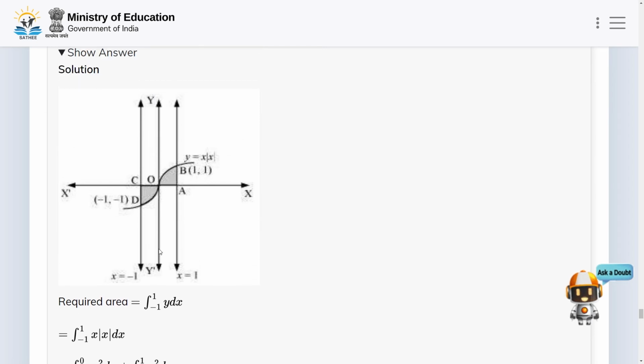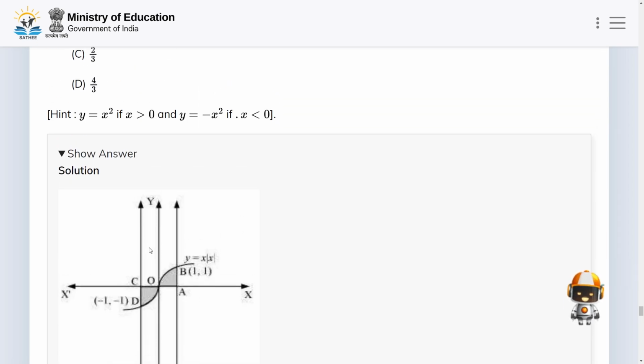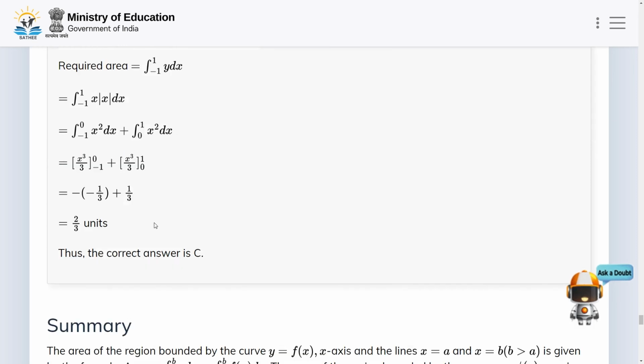Okay, clear? As you can see, it is already given here. Now what is happening here is that the required area will be what? As you know, the limits will be from -1 to 1, y dx. Y will be what? This is x modulus x.